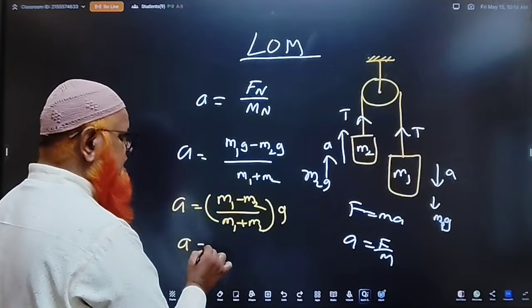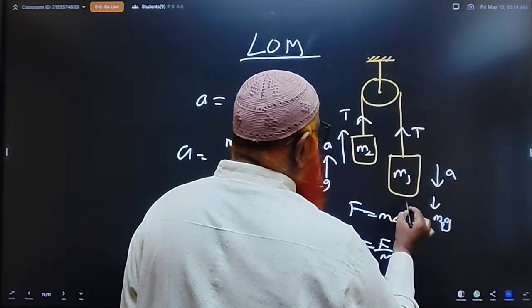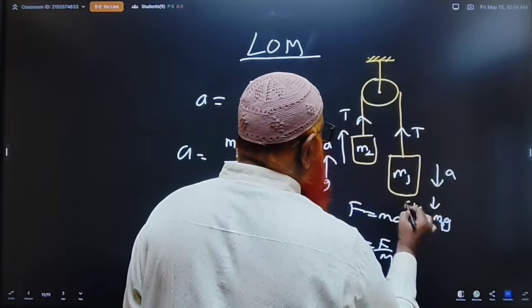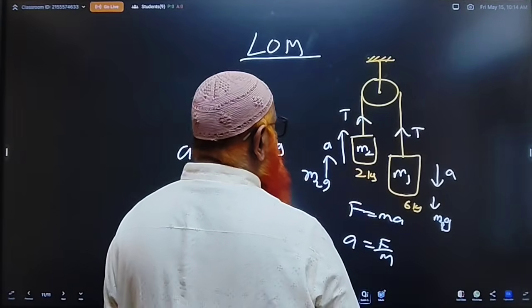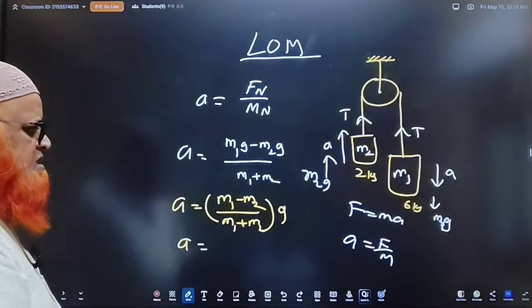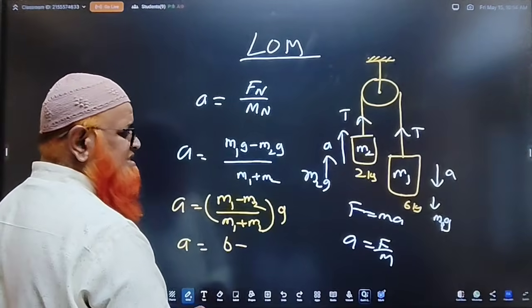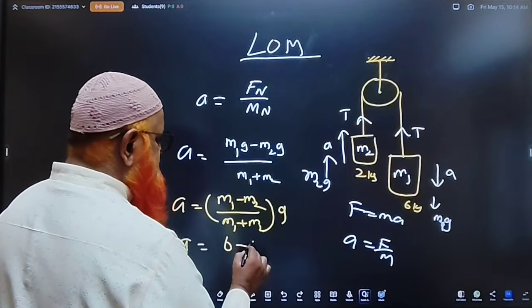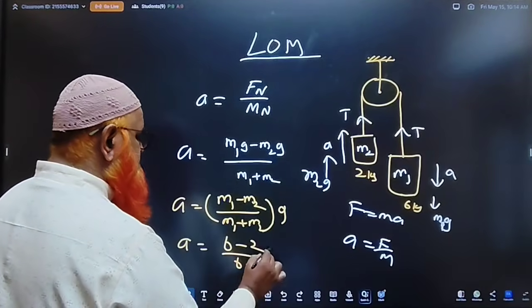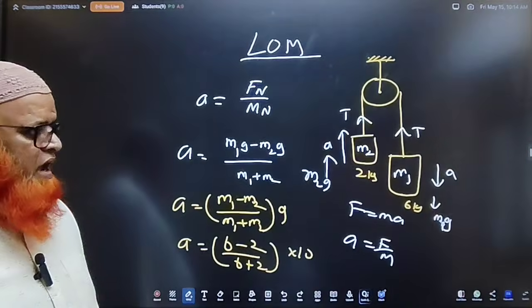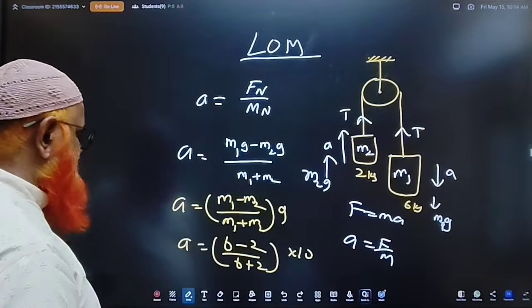Therefore a is equal to, for example, m1 is given as 6 kgs and m2 is given as 2 kgs. He is asking us to find the acceleration. A simple method is the difference in the masses. So the difference in the masses, how much is it? 6 minus 2, and the addition of the masses is 10, you will get the answer. That's it. Simple.